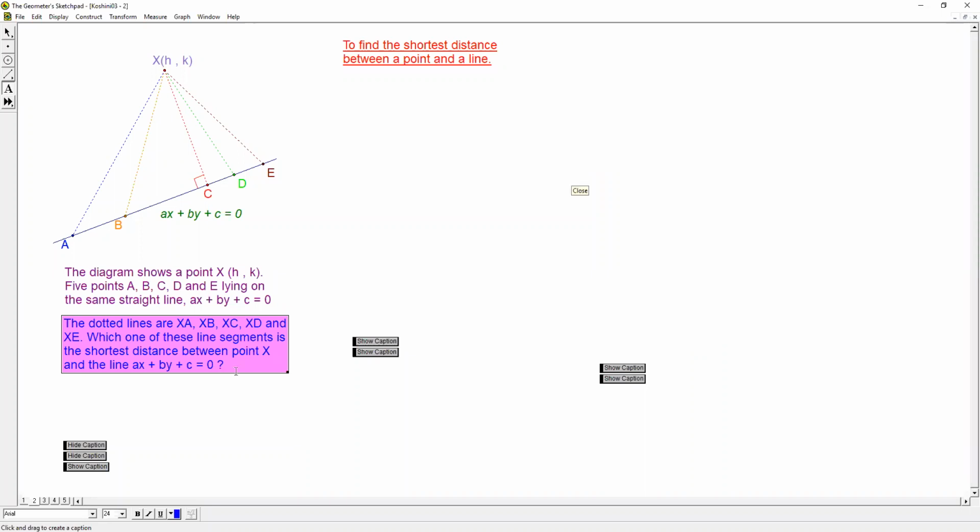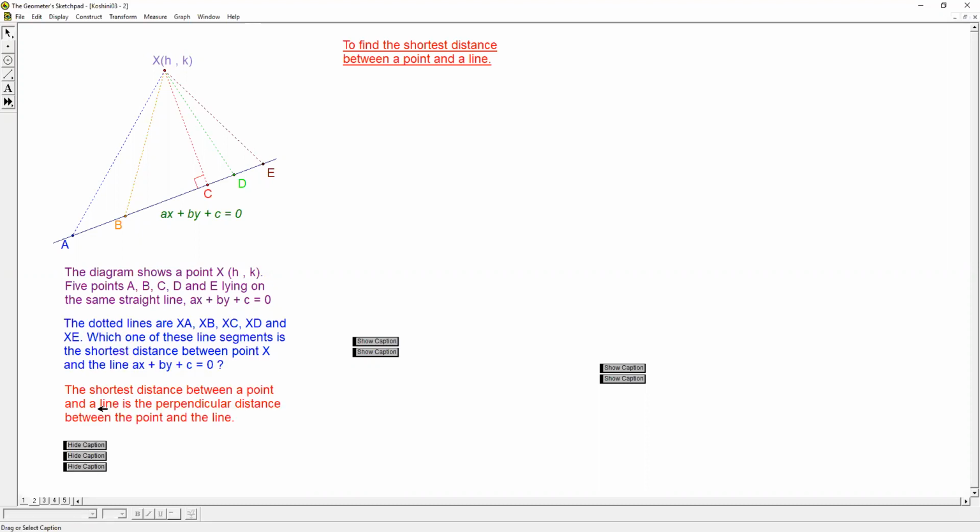So what is the shortest distance between the point and the line? Yes, the shortest distance between a point and a line is the perpendicular distance between the point and the line. Of all the colorful lines that I have drawn here, this red one is the perpendicular distance, and it is the shortest distance.